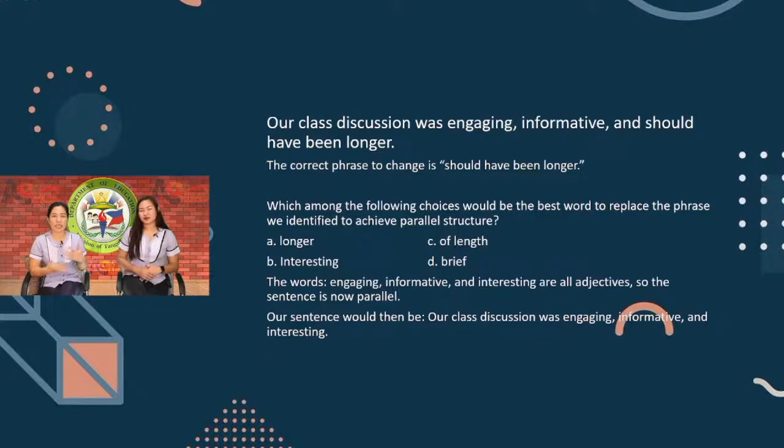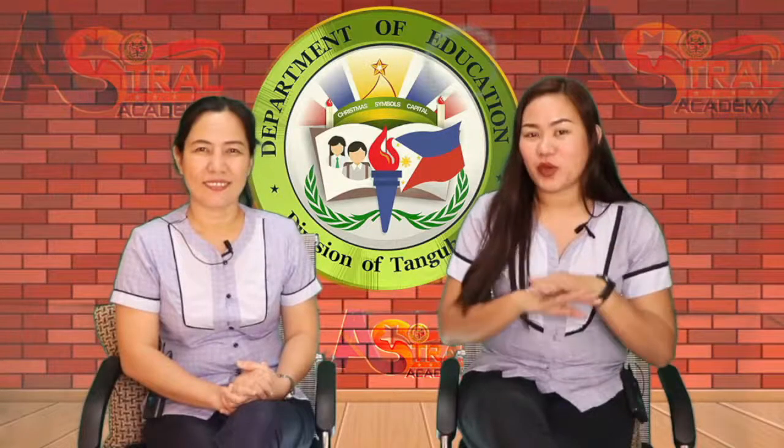Learners, here is an additional idea for you to identify in what situation you have to consider parallelism. One thing to bear in mind is to look for conjunctions like and. If we are going to connect one adjective and another adjective, meaning they are of equal importance, they have to achieve parallelism. You need to identify if the first word is an adjective and the second is an adjective. So the third one, if it's not an adjective, does not make a parallel structure. You need to change it to an adjective as well to suit parallel construction.